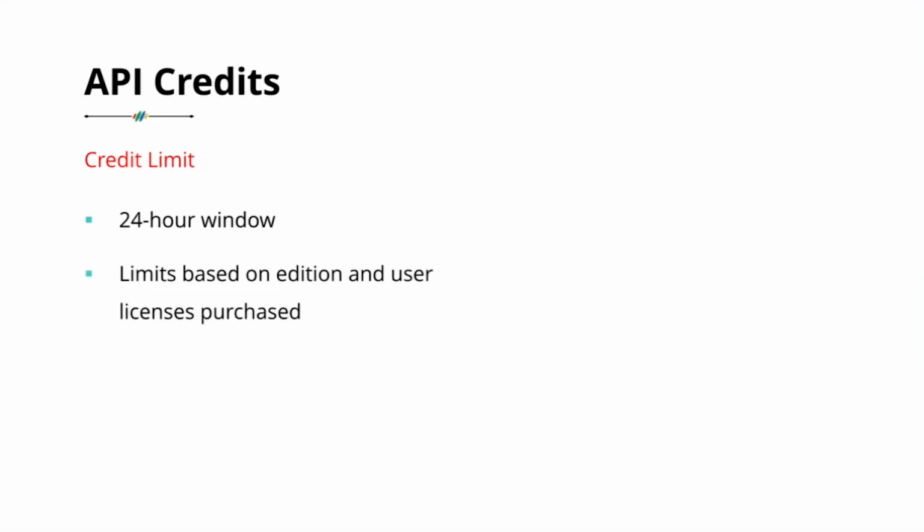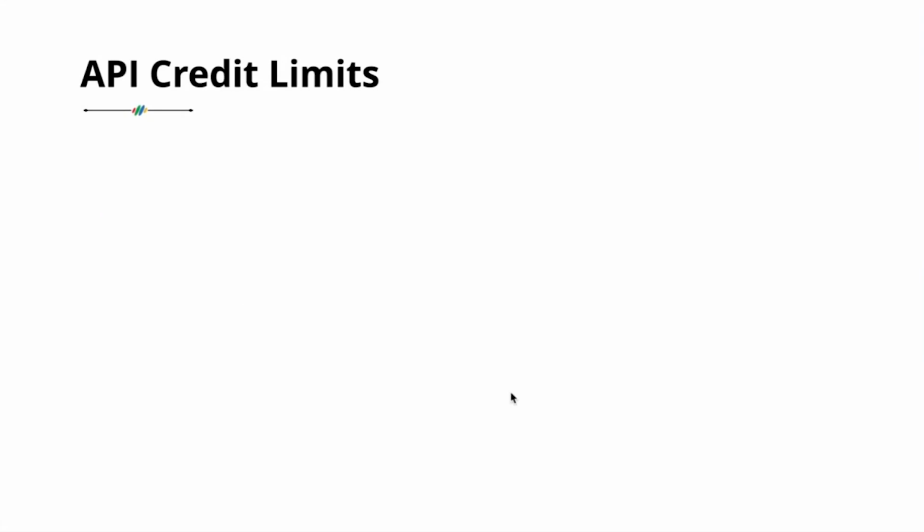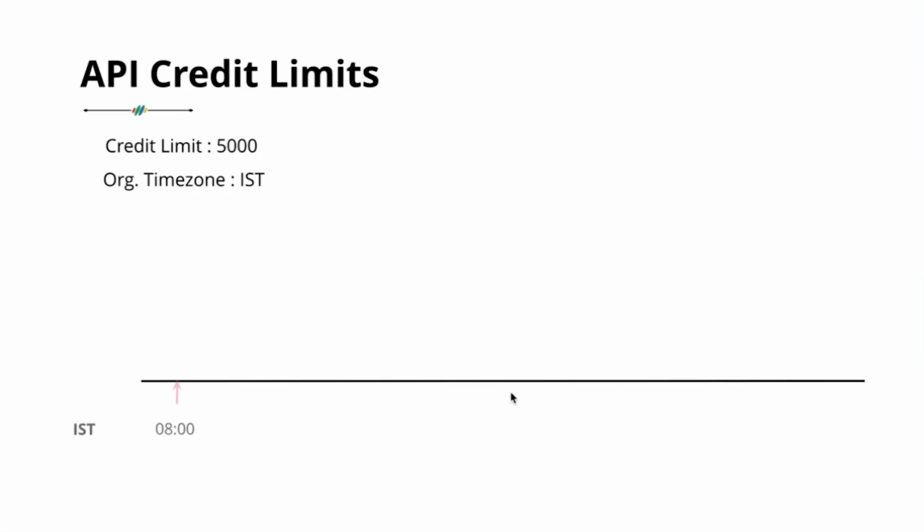And this credit limit follows a 24-hour rolling window, which means, let's say your first API call originated at 8 a.m. in the morning, then your 24 hours lasts between 8 a.m. this morning and 8 a.m. the next morning. Like I said, limits are based on edition and the number of user licenses purchased. Now let's see how these credits are calculated. Let's say the credit limit for your account is 5,000 and the time zone is IST, for simplicity's sake. Now, the first API call is at 8 a.m.